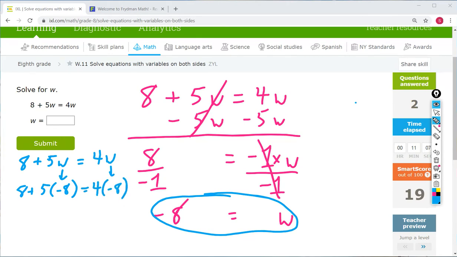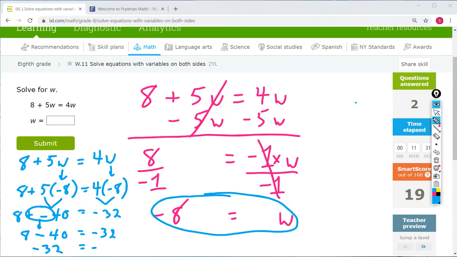Okay, and then when I multiply these things, 5 times -8, I'm going to get -40. So I have 8 plus -40 equals 4 times -8, which is -32. Then plus negative becomes minus. So I have 8 minus 40 equals -32. And 8 minus 40 is -32. So I get -32 equals -32. That's good. Okay, so that tells me that -8 does work. So let's put a -8 over here.